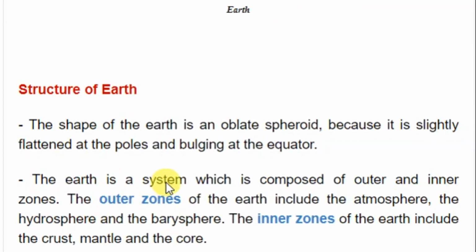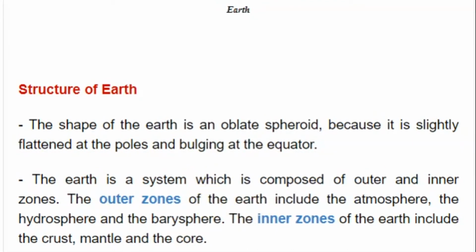Now the earth is a system which is composed of outer and inner zones. The outer zones of the earth include the atmosphere, hydrosphere, and biosphere, while the inner zones of the earth include the crust, mantle, and the core. So when we are saying outer, kama nilivyosema, sisi tuko nje ya dunia. So out of the earth maana yake ni huku nje tuliko, wakati ndani ndiko ambako labda unapochimba kutoka kwenye crust, unaanzia kwenye udongo unachimba kwenda chini.